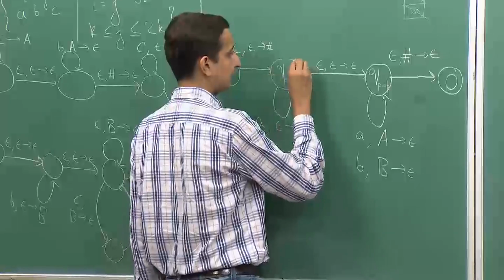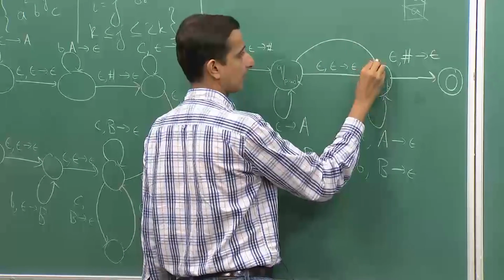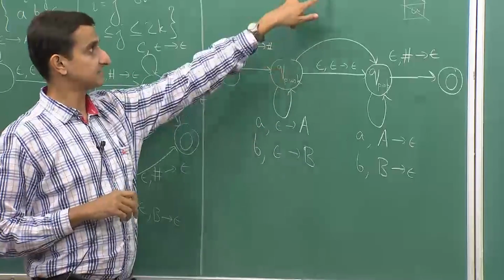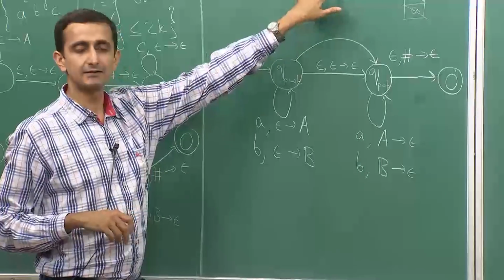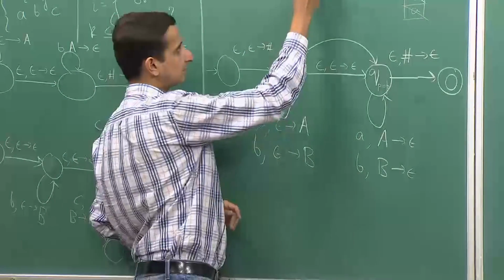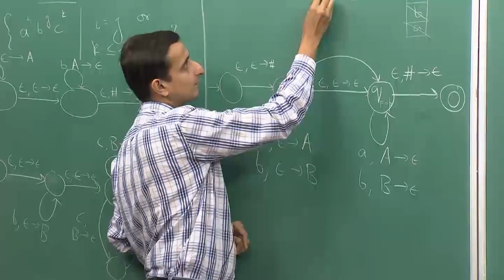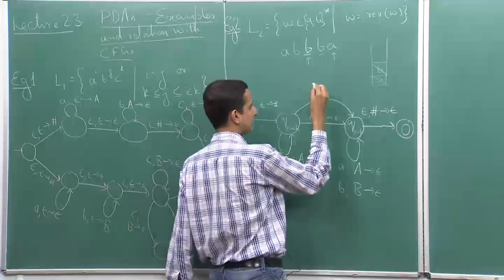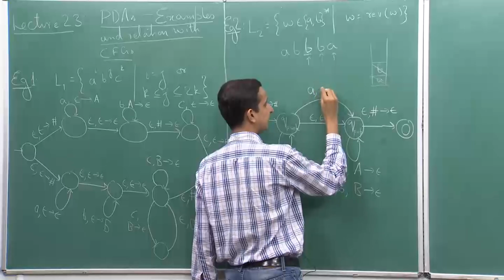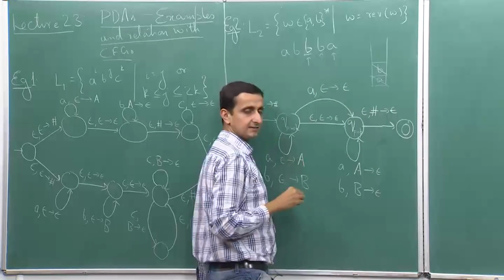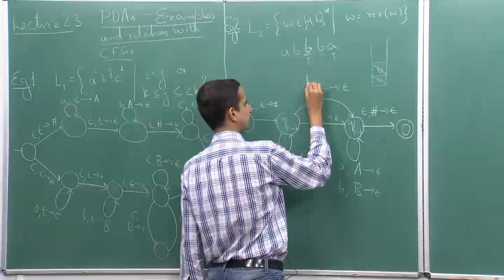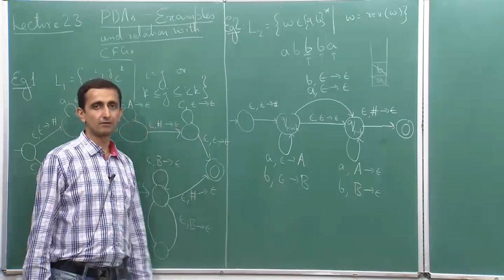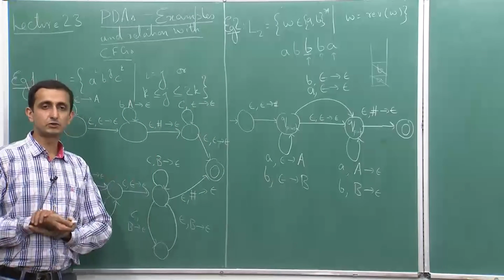On the other hand, maybe the string has odd length. If the string has odd length, I do not change the stack for the middle symbol. When I get the middle symbol, I just read that symbol and proceed. So, if the middle symbol is an A, I read A without changing the stack. Similarly, if the middle symbol is a B, I read B without changing the stack. And this is the pushdown automaton.